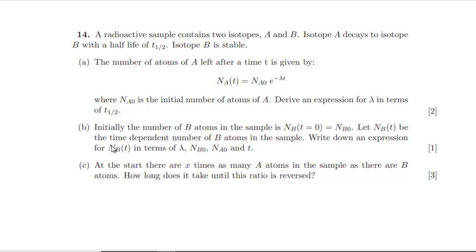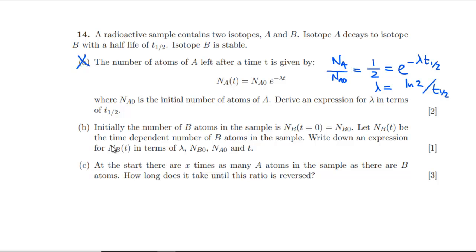Right, that's pretty straightforward. So in that case NA over NA0 is going to be equal to a half when t is equal to T1/2, so that's e to the minus lambda T1/2. We just have to rearrange this to make lambda the subject. So we're going to have e to the lambda T1/2 is equal to 2. So lambda is going to be equal to log 2 divided by T half-life.